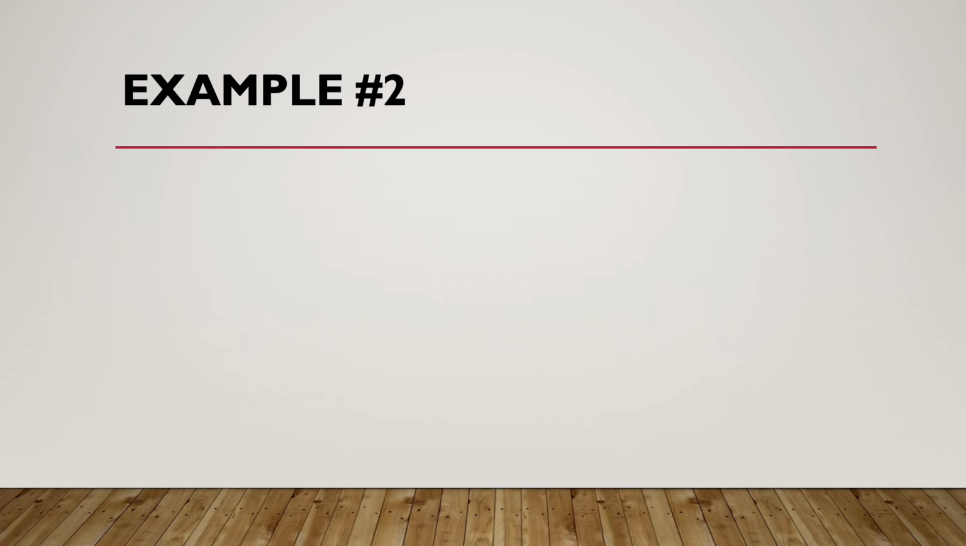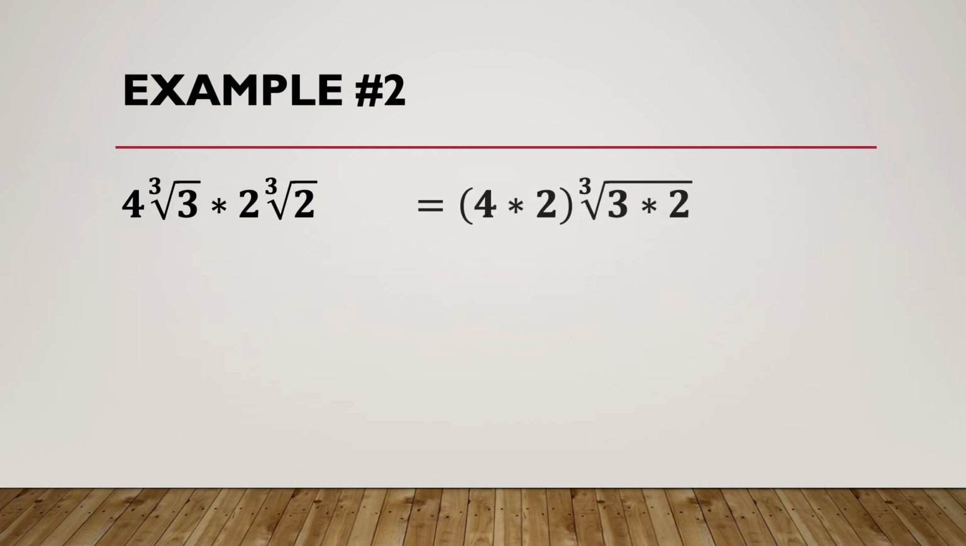Now let's proceed to example number 2. 4 cube root of 3 times 2 cube root of 2. Okay, look at the indices. So same index, 3 both. So 4 times 2, multiply their coefficient, then multiply their radicand. 4 times 2 is 8. Copying the same index, cube root of 3 times 2, 6. So the final answer is 8 cube root of 6.